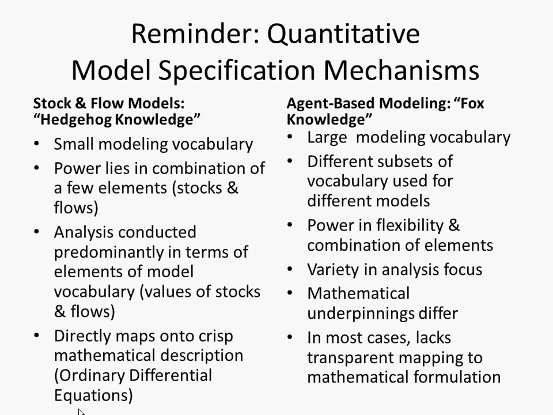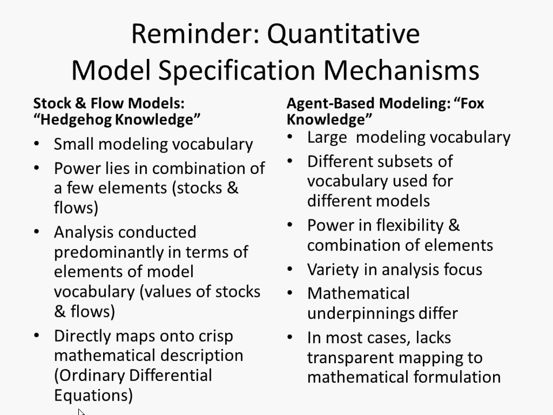By the vocabulary, I mean predominantly stocks and flows, and then some variables that are kind of shorthands for formulas or constants and those sort of things, table functions, which are basically functions that you can define numerically. Here we have a small vocabulary, but the power really lies in clever combinations of these small number of elements. You're conducting analysis predominantly in terms of the elements. You're looking at the behavior of stocks or behavior of flows as key parts, and it directly maps onto a mathematical description. As we'll see with agent-based modeling, we have a much larger modeling vocabulary. We don't have a crisp way of describing it mathematically yet, but we have at least that's used as part of the models. We may describe it separately, but it's not used in the specification of the models. We use different subsets of vocabulary of agent-based modeling for different models, and the power lies in flexibility of combination of elements.